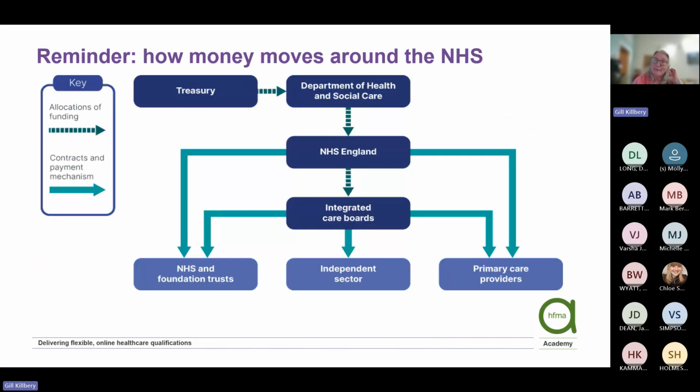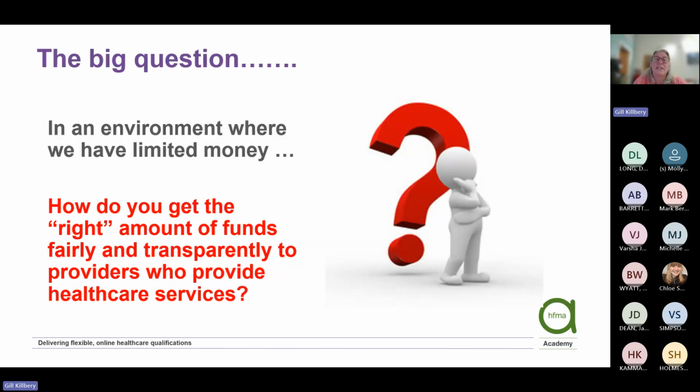Quick reminder, how the money flows through the NHS. So we've seen this before. It comes from the Treasury to the Department of Health and Social Care to NHS England. NHS England then passes a large amount of that to ICBs, but pays for some specialist services itself. ICBs pay providers for the main healthcare required by its population. This is just England. When we look at the devolved nations in another session, you'll see the differences.